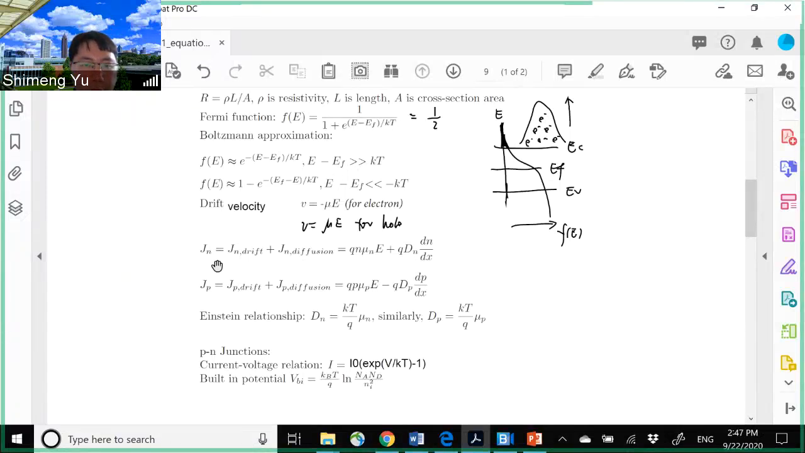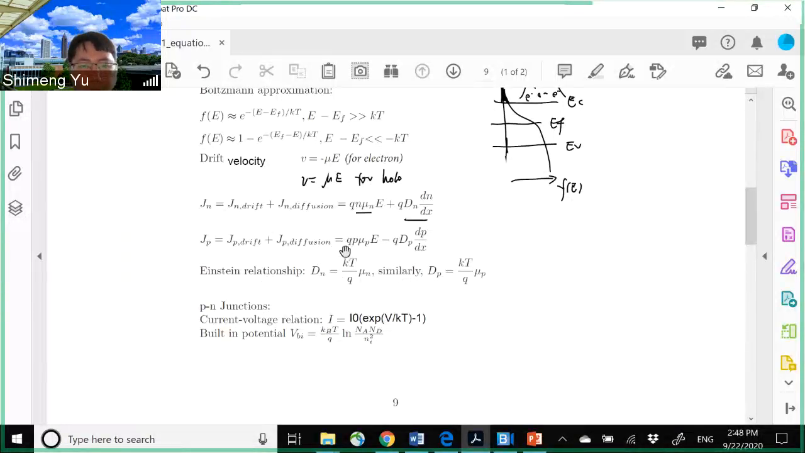And then for the drift and diffusion, the electron and hole will have equations like this. The first term is drift, the second term is the diffusion. The drift is proportional to the electric field E, and the diffusion is proportional to the gradient of the density, like dN over dx.